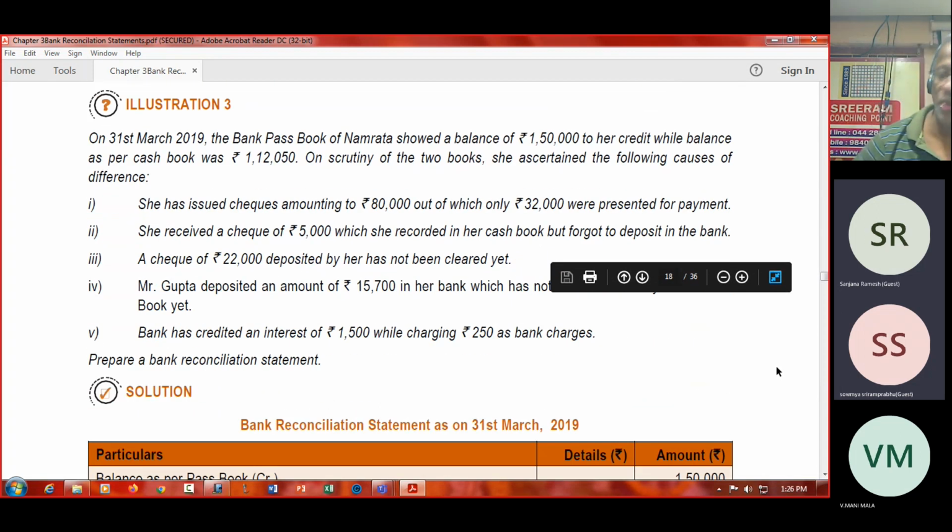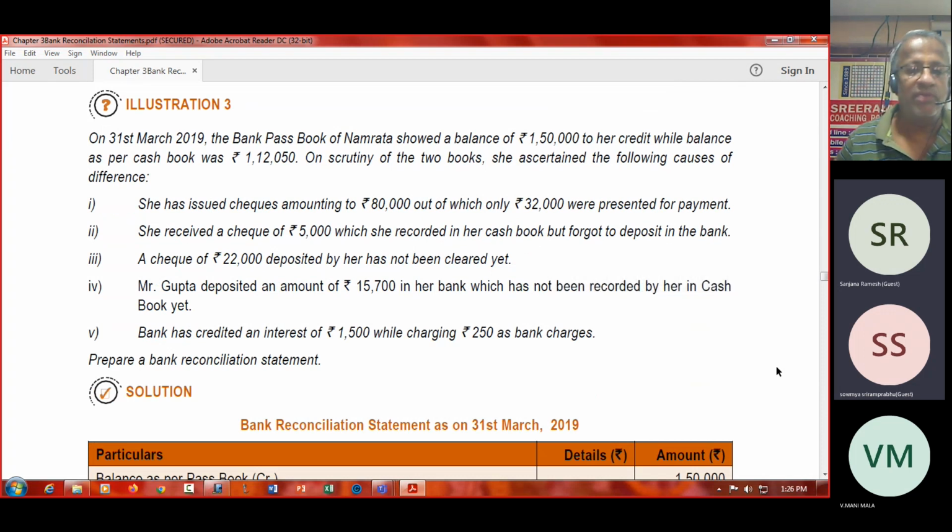Now, illustration number 2 is over. Illustration number 3. On 31st March 2019, the passbook of Namrata showed a balance of 1,50,000 to her credit, while the balance as per cash book was 1,12,050. On scrutiny of the two books, she ascertained the following causes of difference. Now, shall we start from passbook credit? Okay, sir.